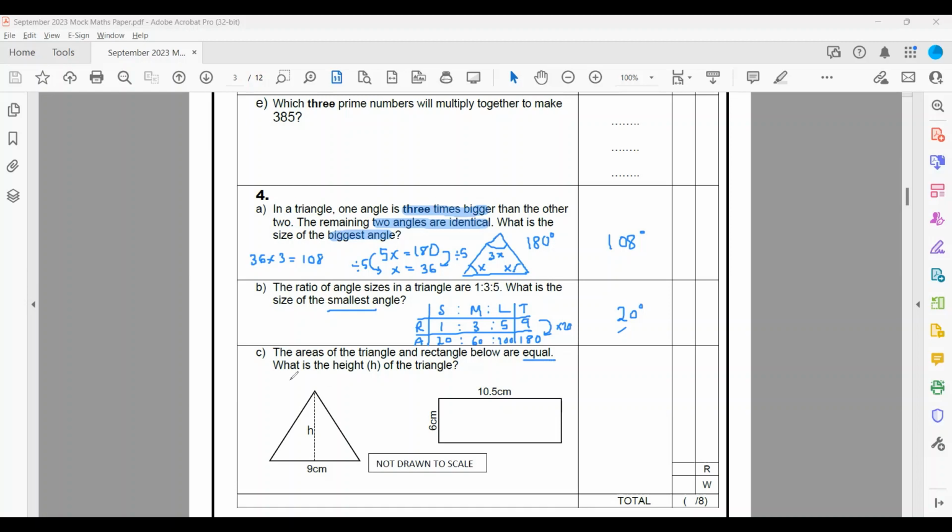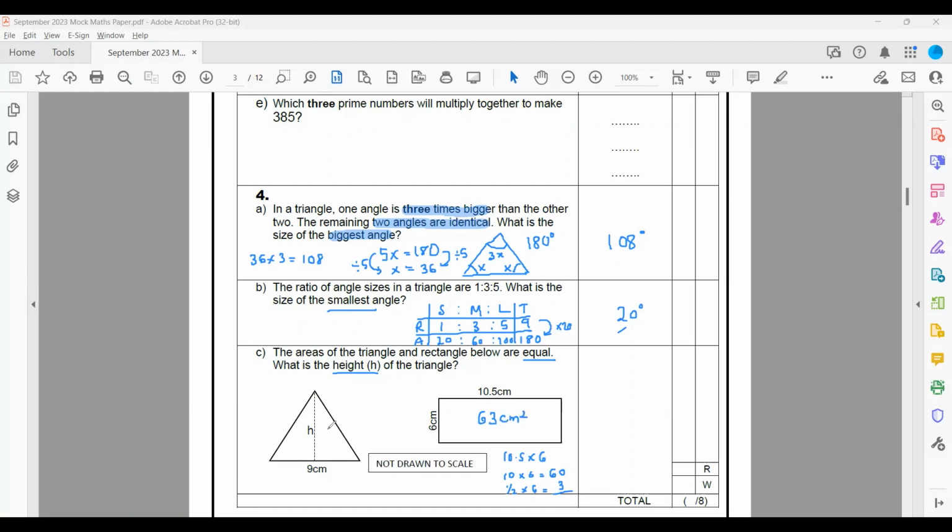Okay, in part C, we've been told the areas of the triangle and the rectangle below are equal. What is the height of the triangle? So we have all the details for the rectangle. So this would be 10 and a half times 6, or 10 times 6 is equal to 60. And a half times 6 is the same as a half of 6. So that would be 3. So altogether, we know our area is 63 centimeters squared.